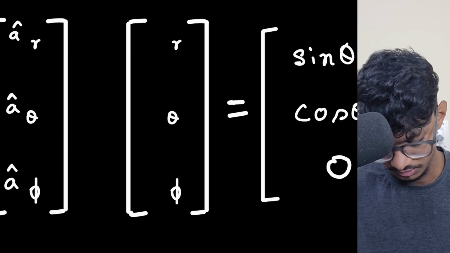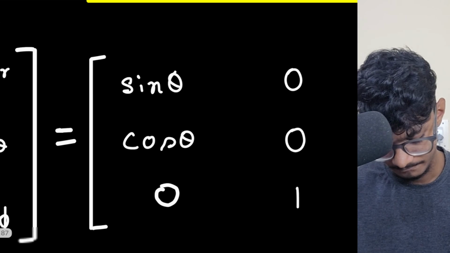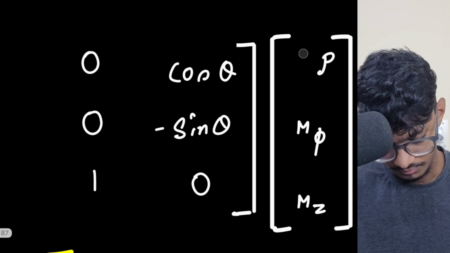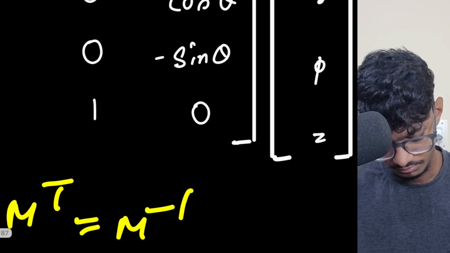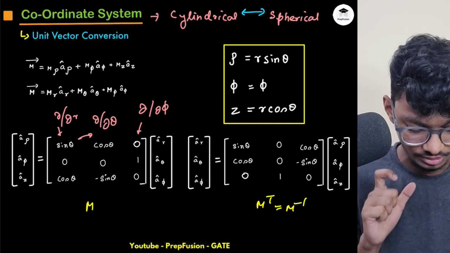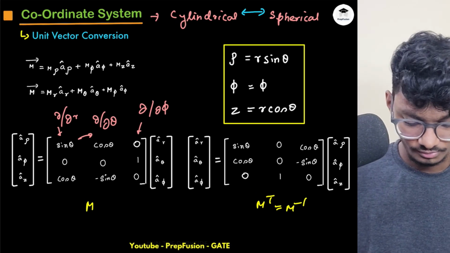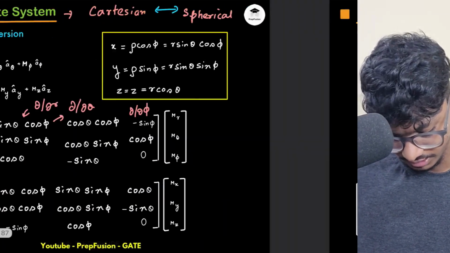So this will be again A r cap, A theta cap, A phi cap. Is it okay? So this will be the case here. Yeah, this is simple unit vector conversion, and this is also the same unit vector conversion. So all this is done.